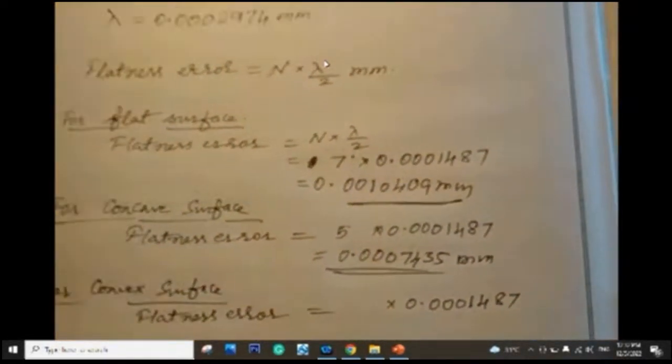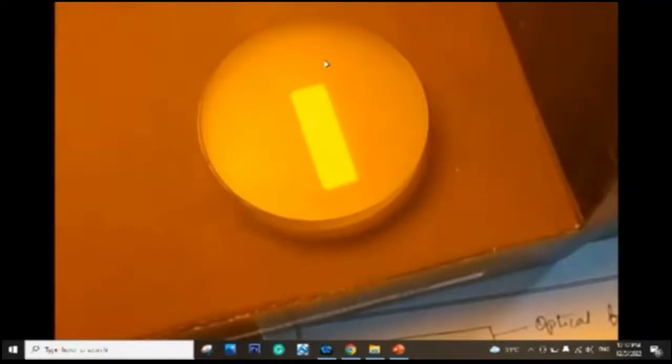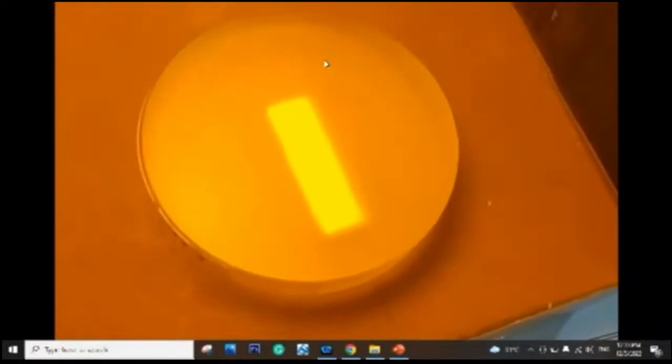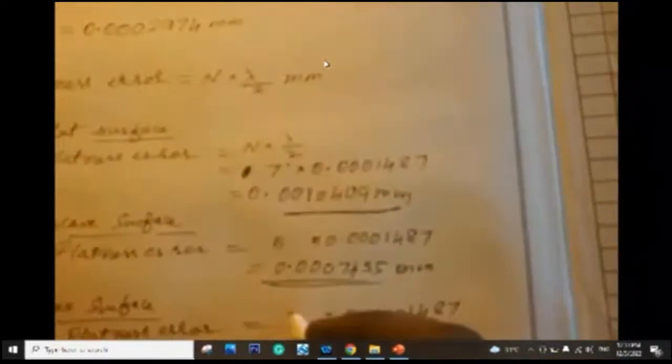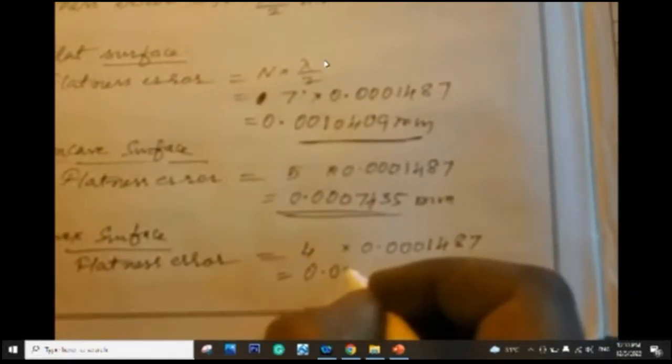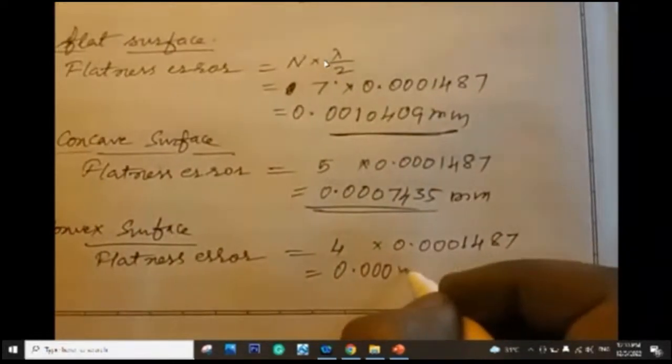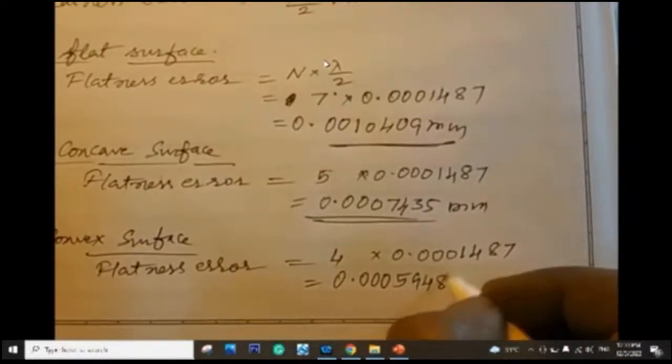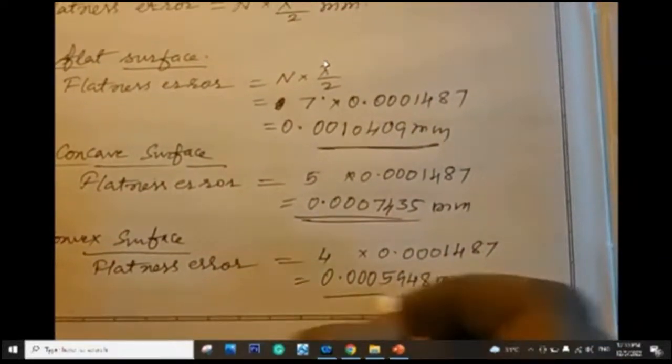4 fringes are seen here, dark bands. So that is 4 into 0.0001487, which is 0.0005948 mm. This is the flatness error of the convex surface. In this way, we can get the flatness error of different surfaces.